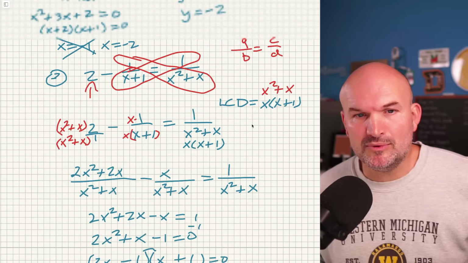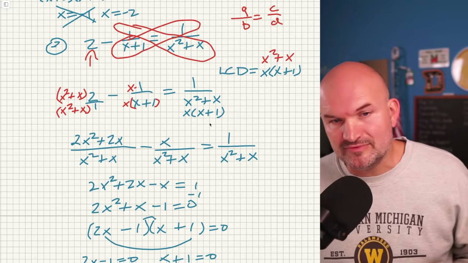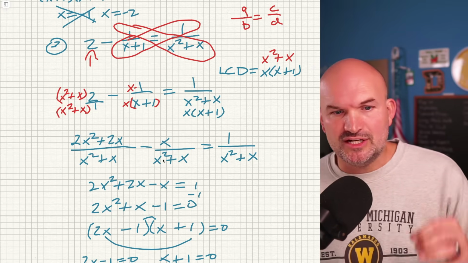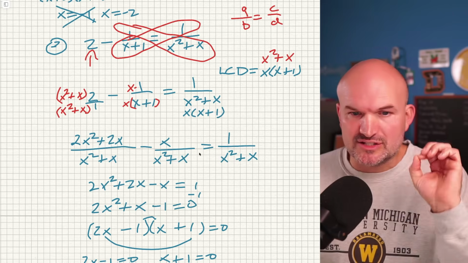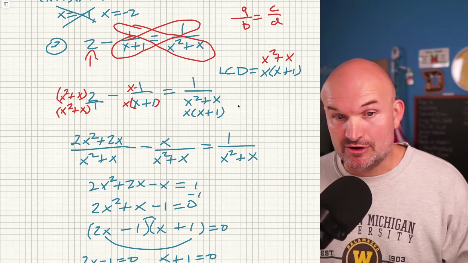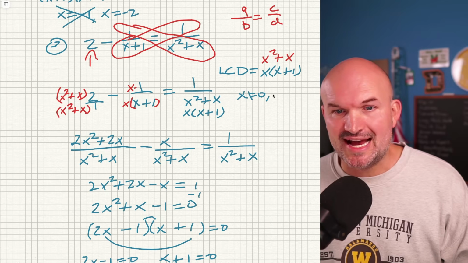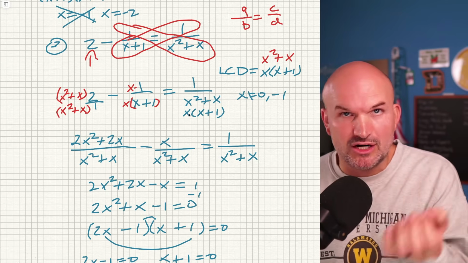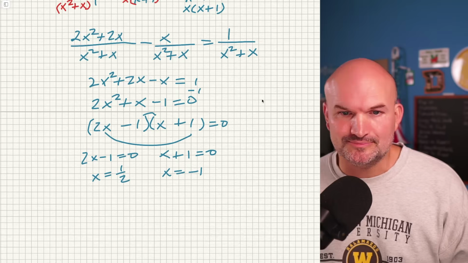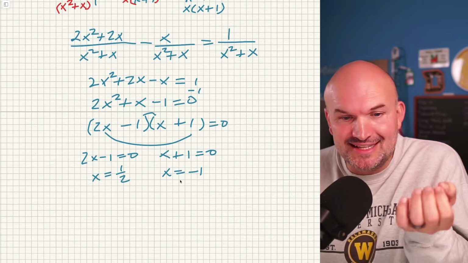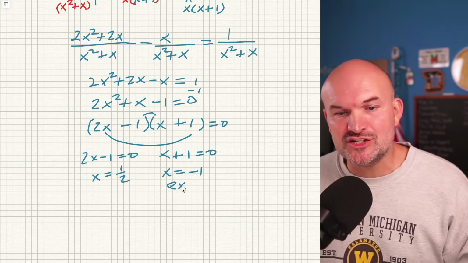However, remember when I talked about the restrictions in that first video about making sure you follow through? That's really important, because what are the values that make my denominator 0 here? It's going to be 0. So x cannot equal 0, as well as when x equals negative 1, because those make our denominator equal to 0. Well, what's the problem over here? One of my solutions is in the restriction. So this is what we call an extraneous solution.